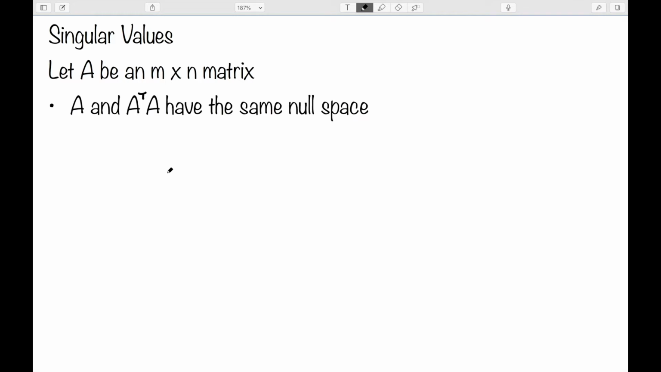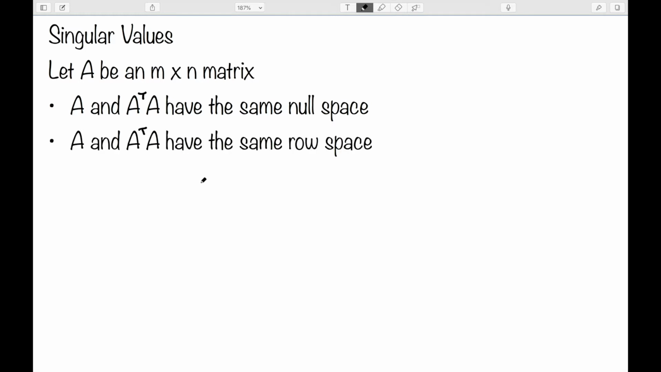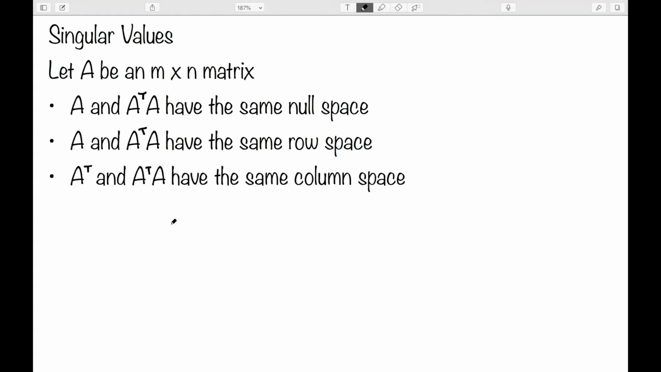The first property that we need is that A and A transpose A have the same null space. We also have that A and A transpose A have the same row space. While they don't have the same column space, A transpose and A transpose A have the same column space. And A and A transpose A have the same rank. So these are going to be helpful for us in our study of singular values.